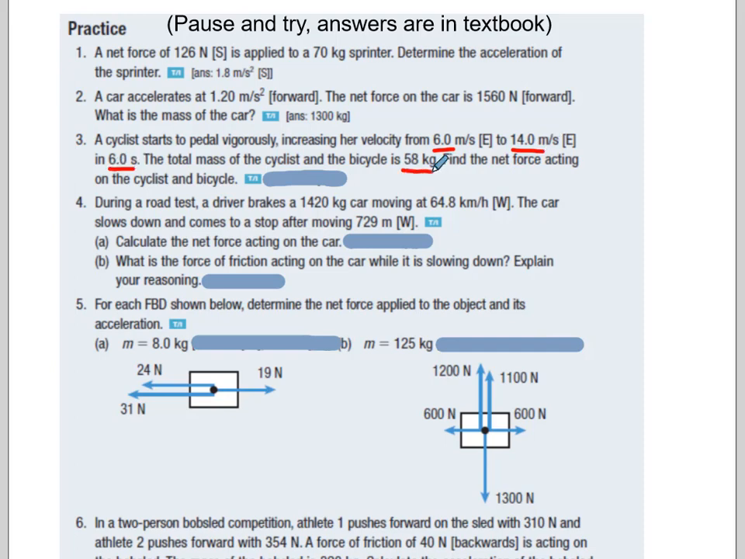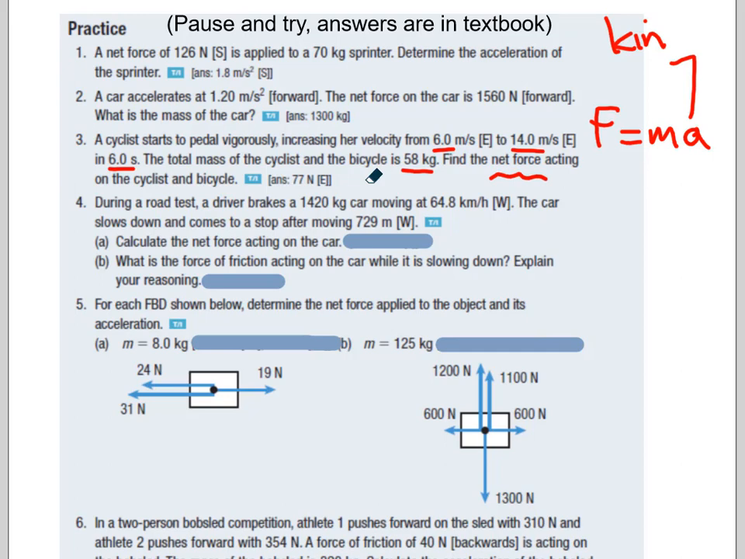Okay, we have the mass of the bicycle, and we're trying to find the net force. So again, we're back to our F equals ma, but to get the a, we have to use our kinematics. By the time you do that, you end up with 77 newtons to the east.